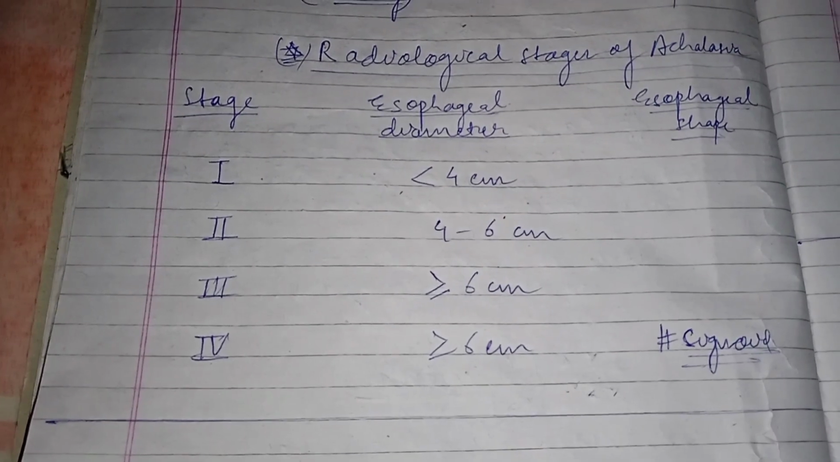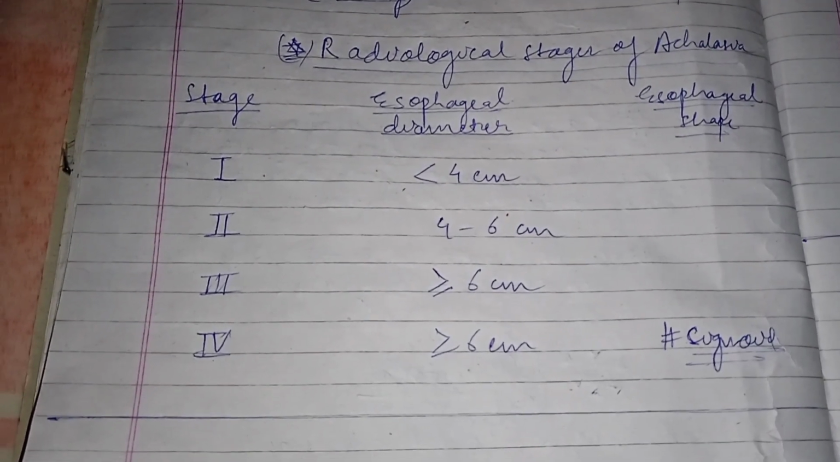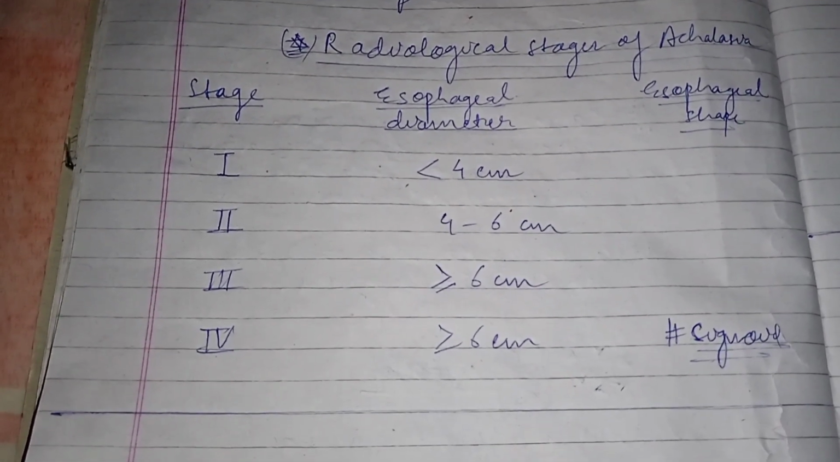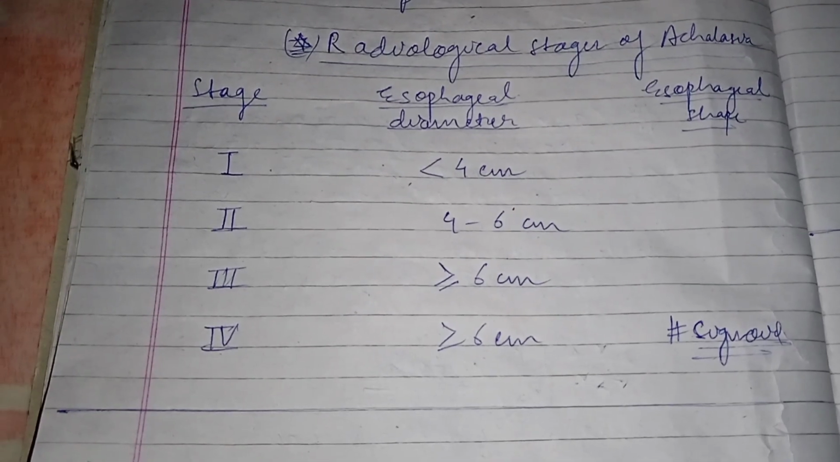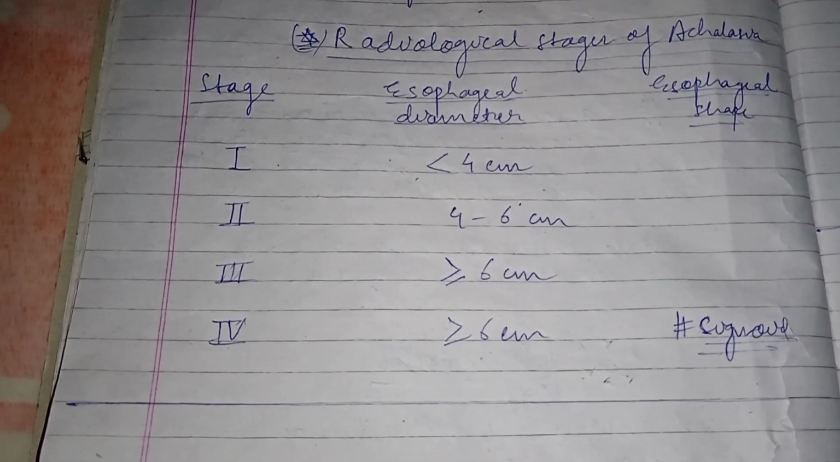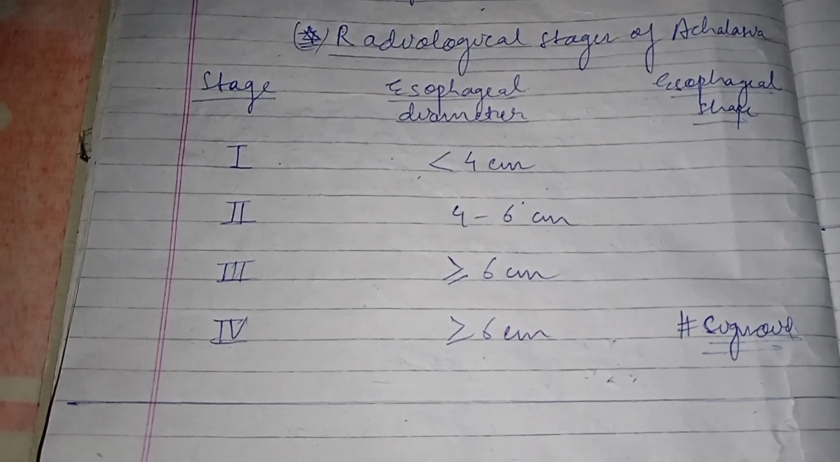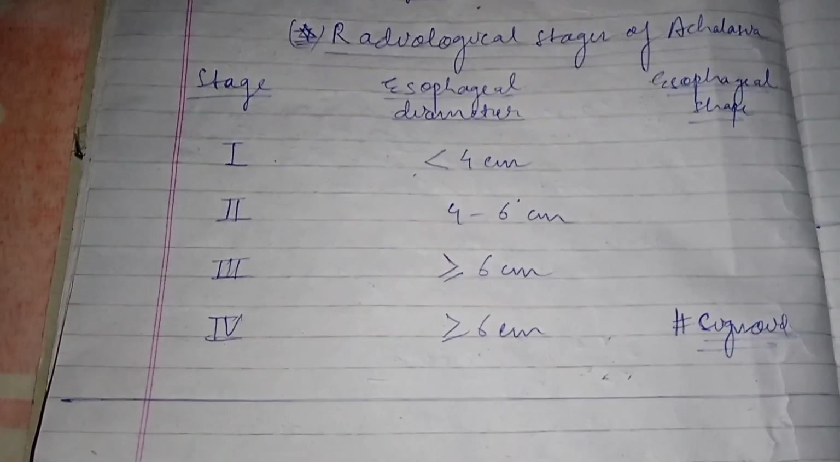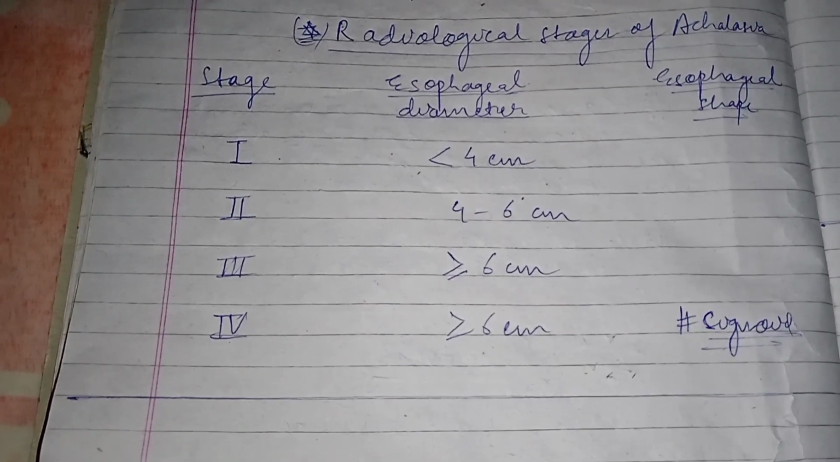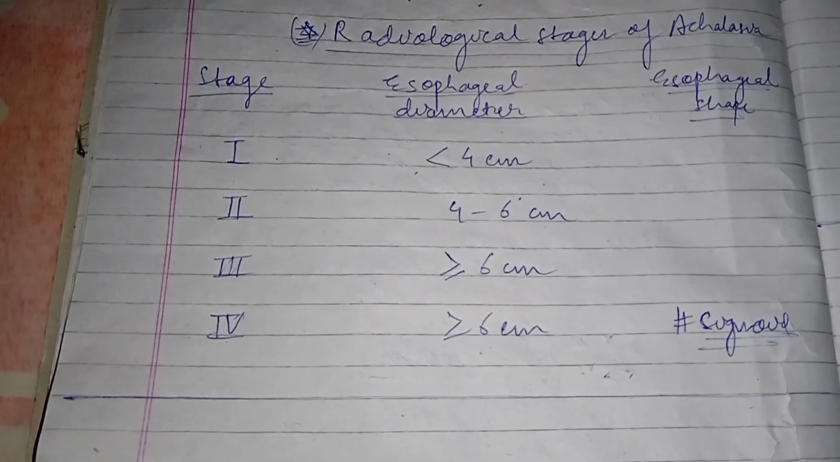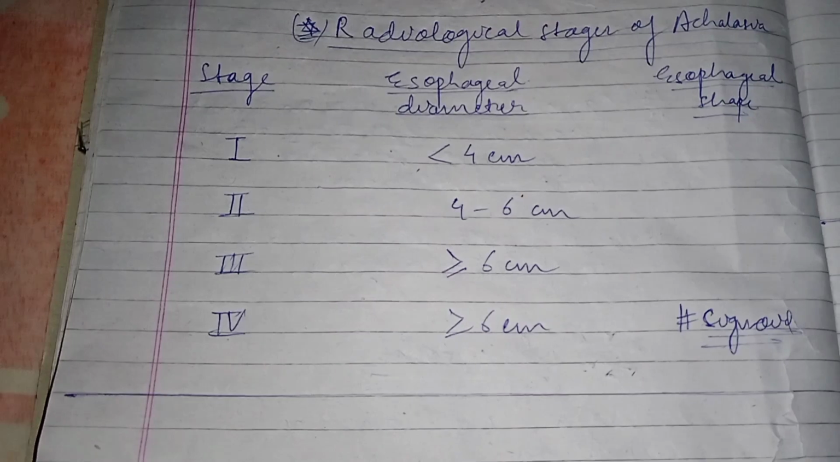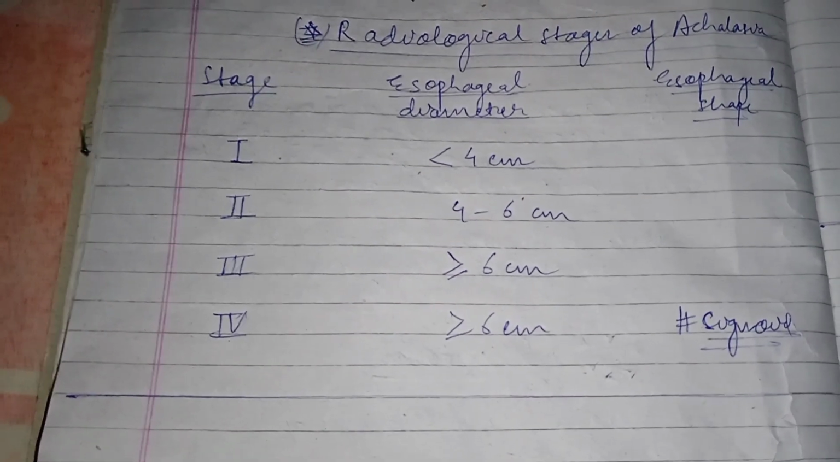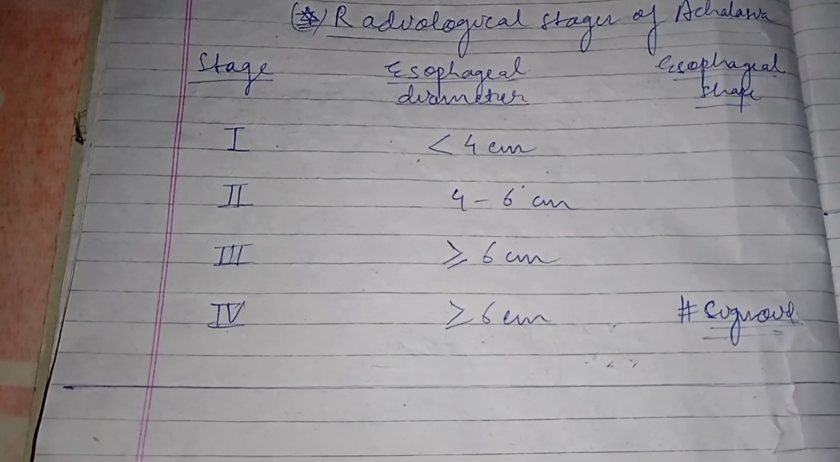Now let's look at the radiological stages of achalasia. Means upon the X-rays how many stages are being diagnosed after looking into the X-ray. So stage 1, when the esophageal diameter is less than 4 cm, it is grouped under stage 1 achalasia. When the esophageal diameter is around 4 to 6 cm, it is grouped under stage 2 achalasia.